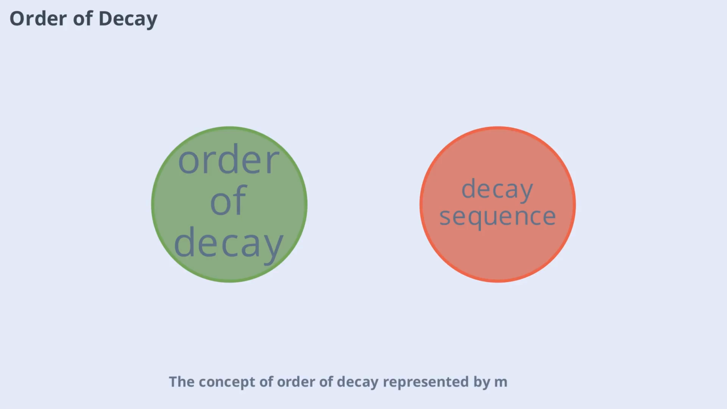The concept of order of decay, represented by m, is introduced to track how many times a substance has emitted radiation. For the first emission, m equals 1, for the second, m equals 2, and so on. This order helps us understand the sequence and timing of decay events, providing a richer picture than simply knowing how much of the substance remains.